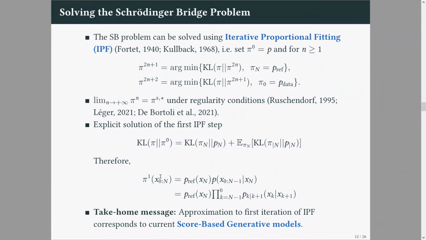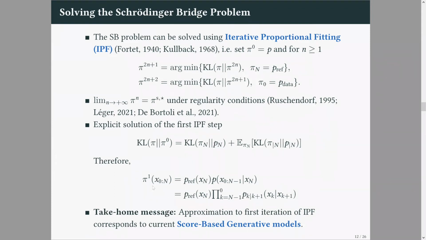Okay, so what you can think is that the standard denoising diffusion model, also known as score-based generative model, you can think of as just doing one iteration of IPF and stopping there right away. Okay, and that's their generative model.